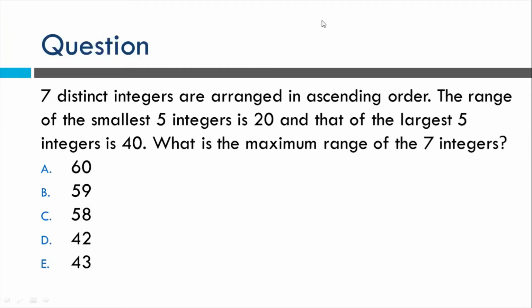Seven distinct integers are arranged in an ascending order. The range of the smallest five integers is 20, and that of the largest five integers is 40. What is the maximum range of the seven integers? So these are the choices.